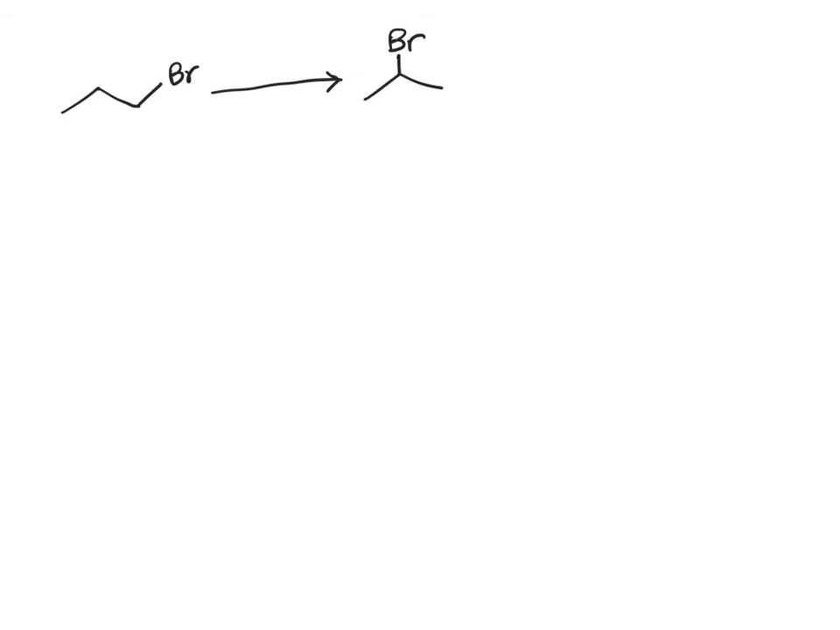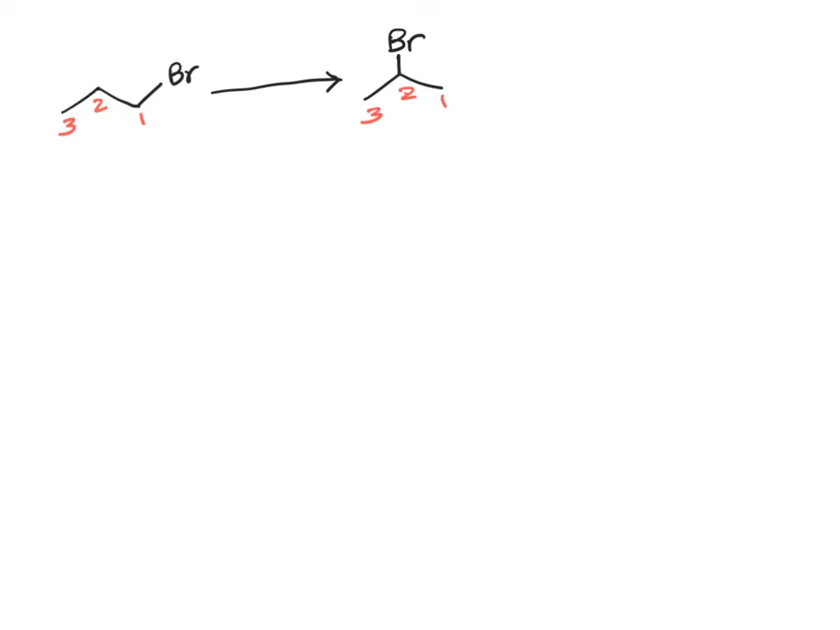Propose an efficient synthesis for the following transformation. So here we have to change the location of bromine. If we number the carbons 1, 2, 3, 1, 2, 3, we have to move bromine from carbon 1 to carbon 2.